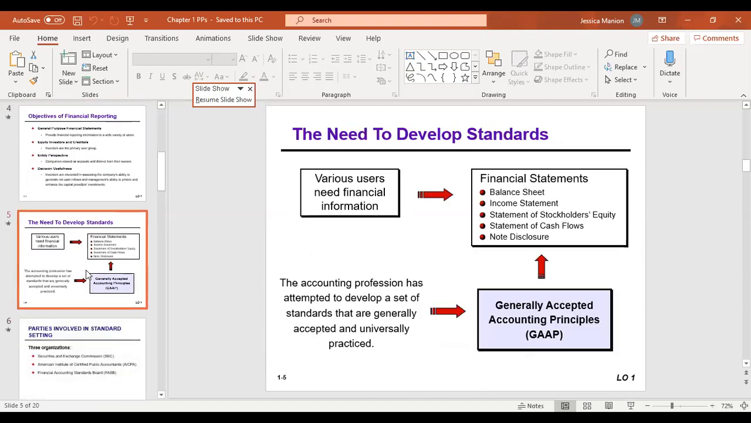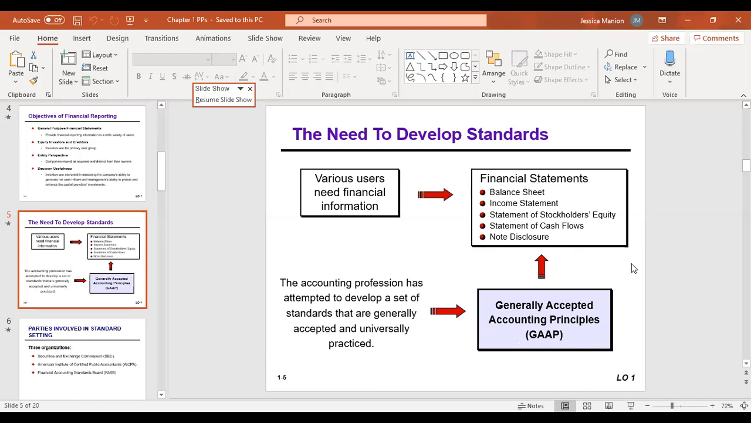All right, so the need to develop standards. Again, we've talked about generally accepted accounting principles before, although we didn't get too far in depth into GAAP in Principles of Accounting, but we did discuss some of these generally accepted accounting principles. Now going into intermediate accounting, we're going to discuss this more, but we had to develop these generally accepted accounting principles so that financial accounting and reporting is cohesive across the board, right? The standards, just like it shows here, develop a set of standards that are generally accepted and universally practiced. From those generally accepted accounting principles, then we can prepare our financial statements, right?